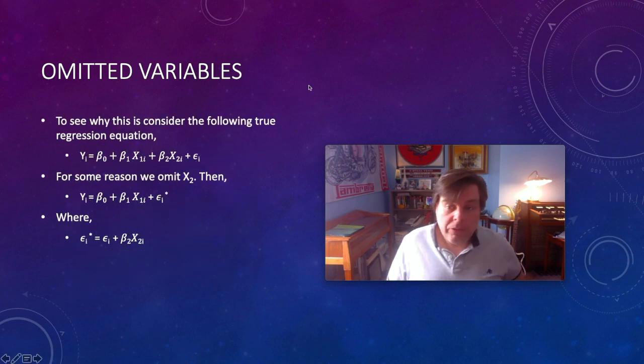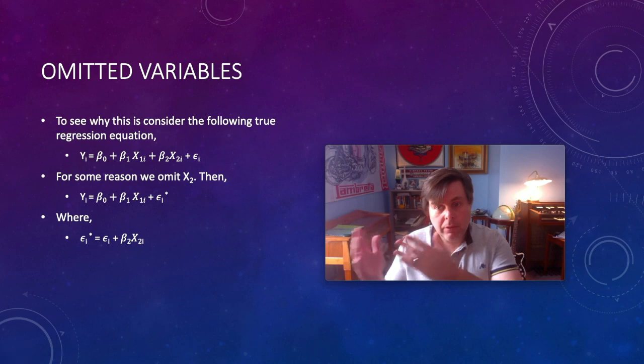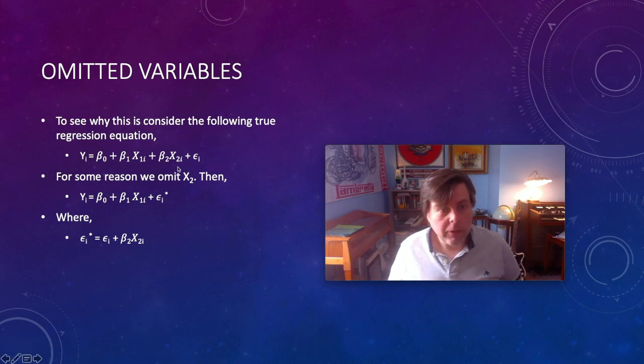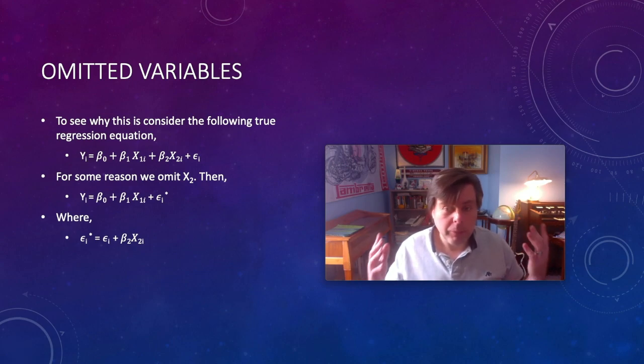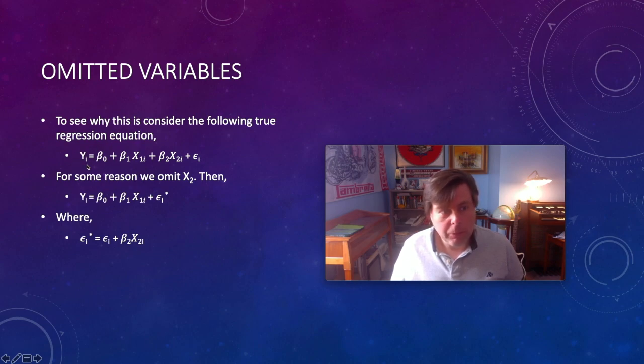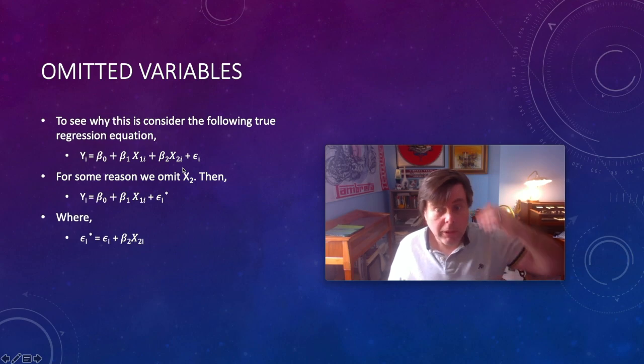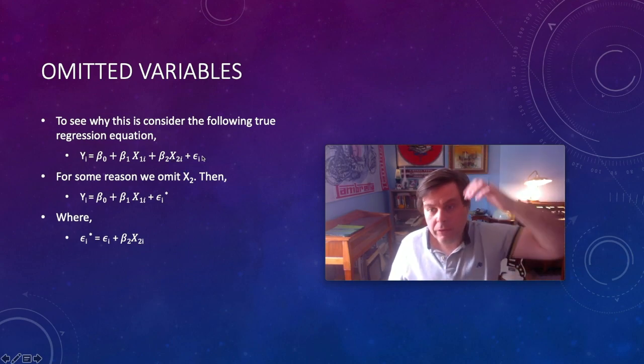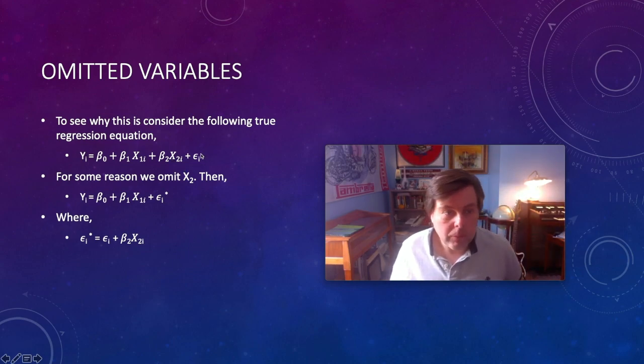Okay, to see why this is, consider the following. Let us say that we have this true regression equation. So this is the true relationship. You say, how do we know the true? Yeah, you don't know the true. We'll come back to that later. Say that this is the true relationship between the dependent variable and the two independent variables x1 and x2, as well as the error term and so on.